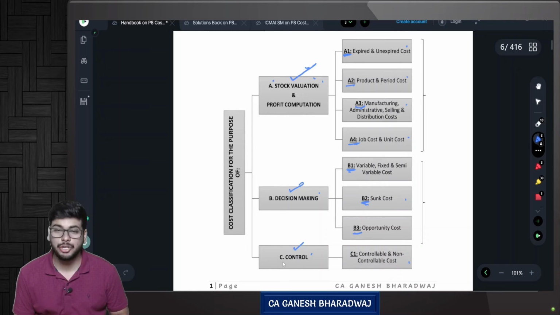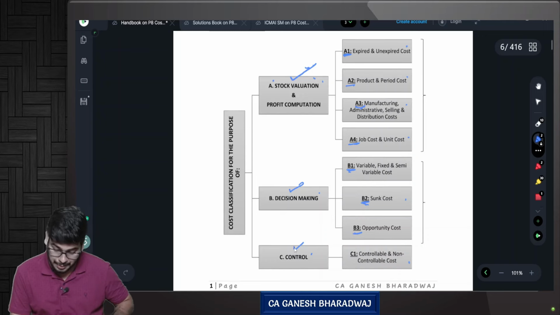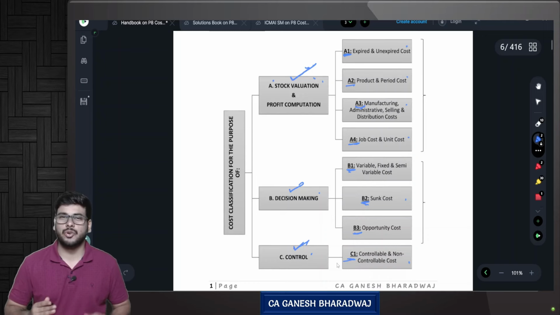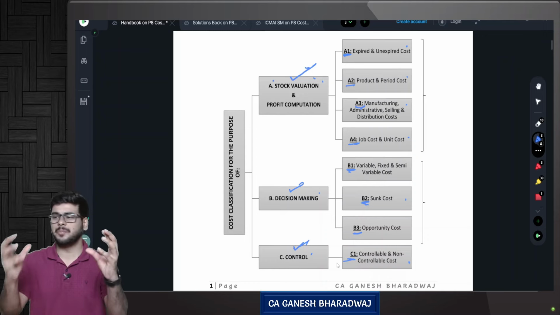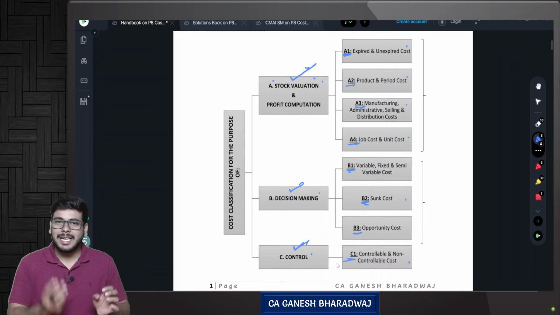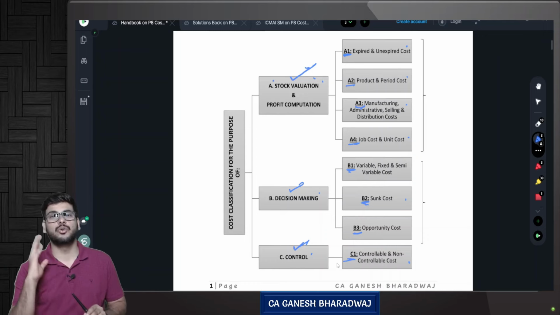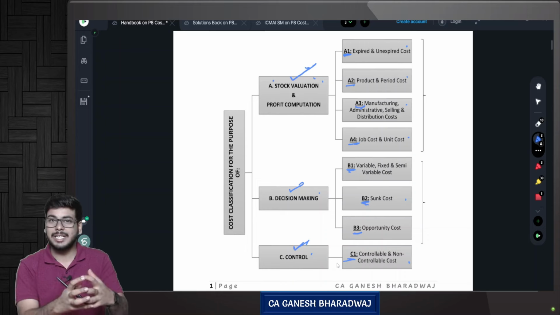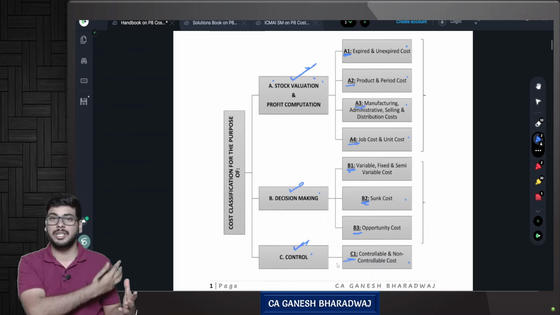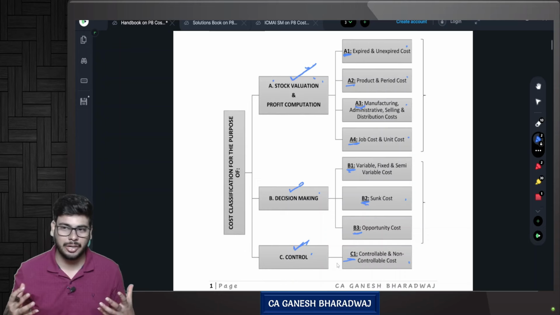And if you want to use this subject, cost accounting, for the purpose of control, it needs to be looked at from the perspective of C1. So in other words, based on the purpose I want to achieve, the same cost has to be looked at from a different perspective, or it needs to be classified and looked at from a different perspective. Are you all clear with this?